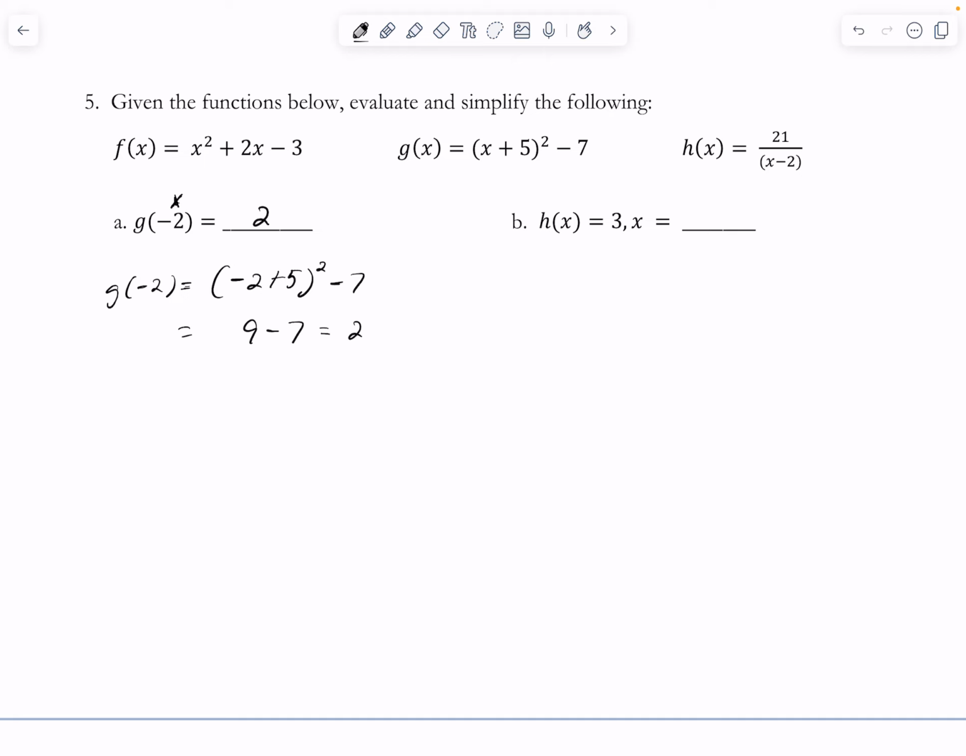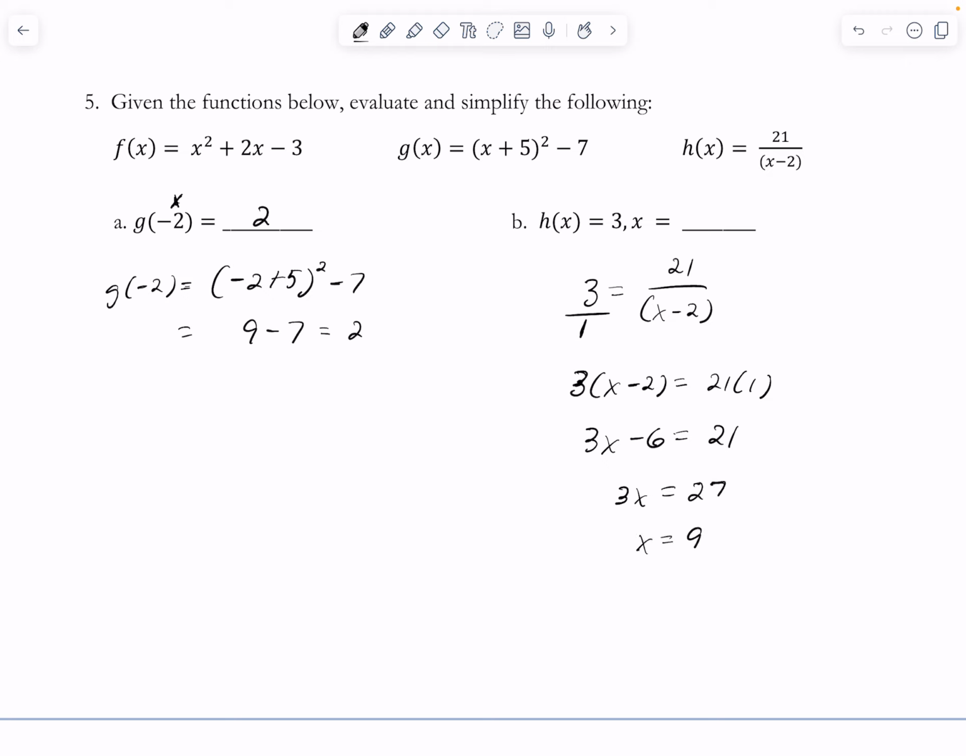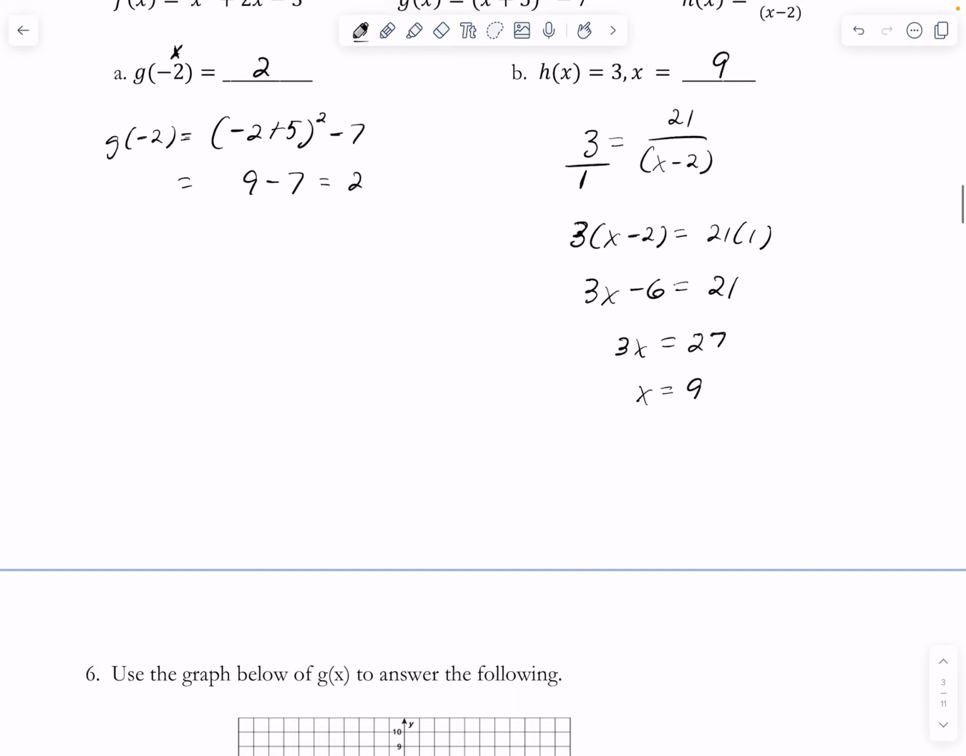The next one, you're going to set h of x equal to 3. So that's 3 equals 21 over x minus 2. You can write this as a fraction, 3 over 1, and then multiply diagonally to get cross products. So 3 times x minus 2 equals 21 times 1. So that's 3x minus 6 equals 21. Move the minus 6 over with addition. 21 plus 6 is 27, so x equals 9. All right, so that's some more work with the evaluation.